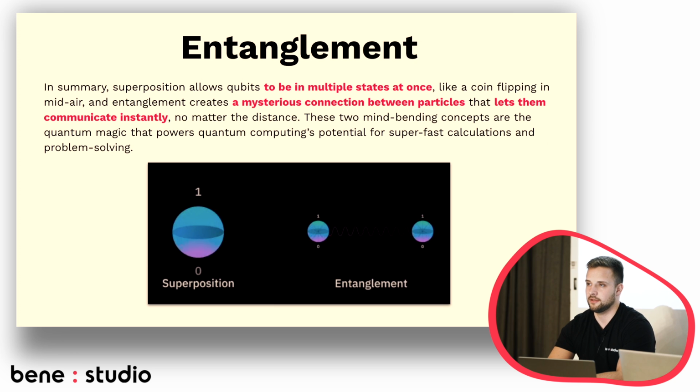In summary, superposition allows qubits to be in multiple states at once, like a coin flipping in the air, and entanglement creates a mysterious connection between particles and lets them communicate instantly, no matter the distance. These two mind-bending concepts are the quantum magic that powers quantum computing's potential for super fast calculations and problem solving.